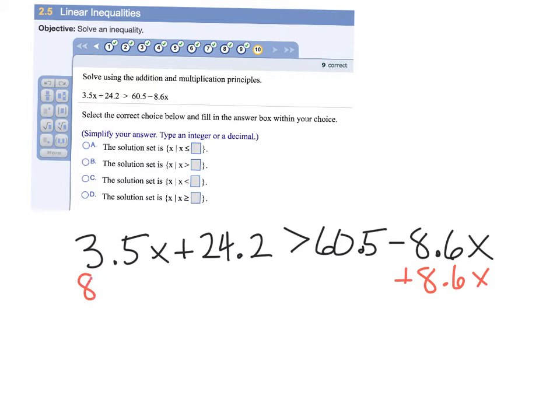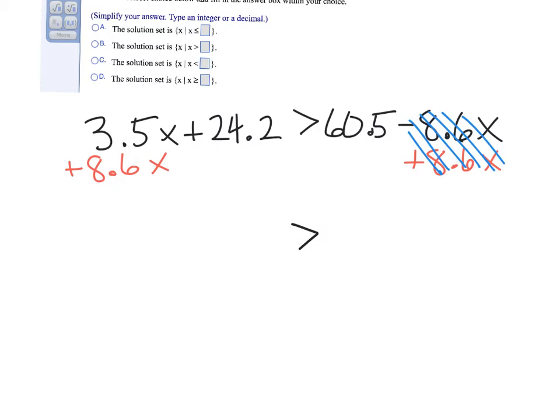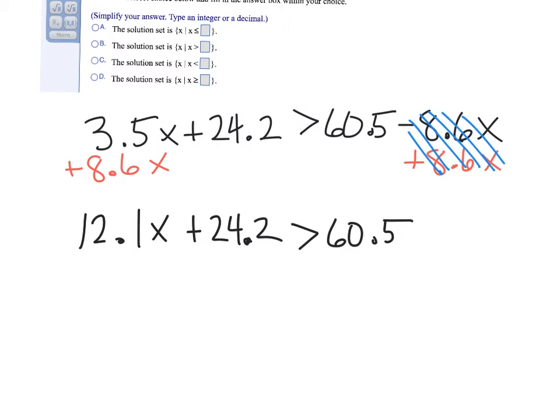So first thing I'm going to do is add 8.6x to both sides, and that's a positive, and that becomes 0 because minus 8.6x plus 8.6x equals 0. And so the inequality stays the same, because it only changes when you're multiplying or dividing by a negative. So I get 60.5 on the right side. And then over here, I get 8, 9, 10, 11, 12. So that's 12.1x plus 24.2.